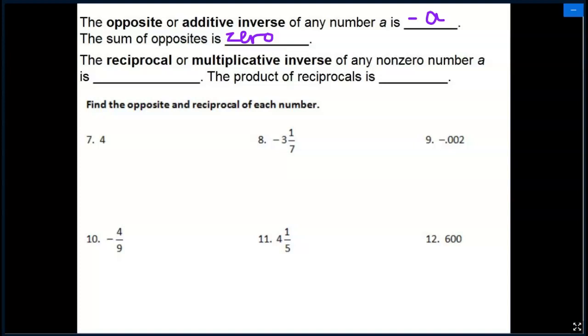The reciprocal or multiplicative inverse of any number that is non-zero is 1 over A. So if your original is A, its reciprocal is 1 over A. And the product of reciprocals is always 1.